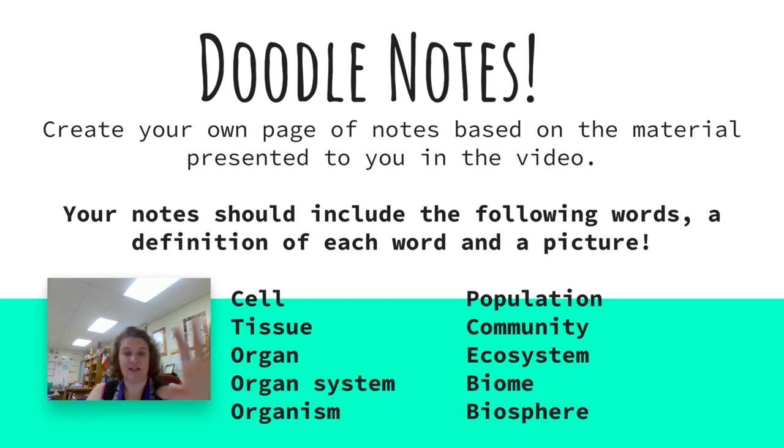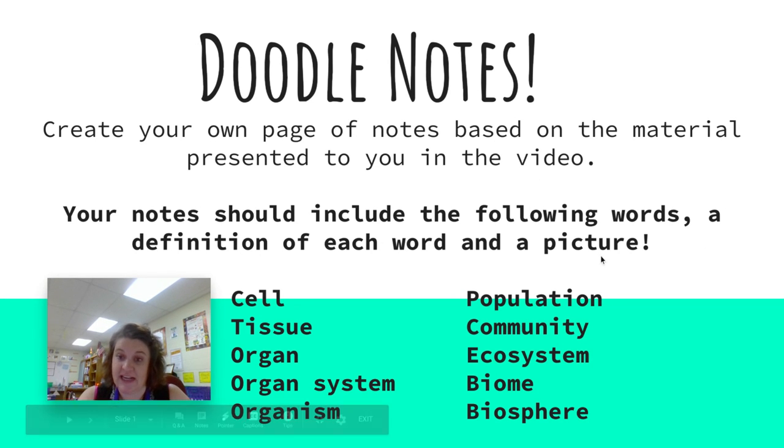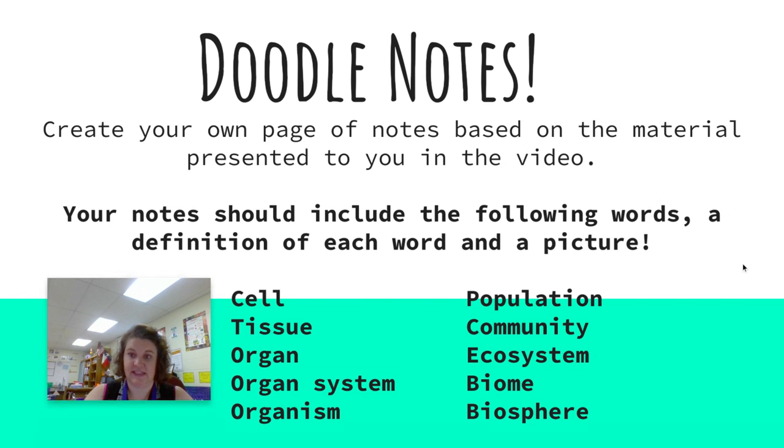So on the header, on the main page of the Google slide presentation, you'll see exactly what you have to include in your doodle notes. This particular one says, your note should include the following words, a definition of each word, and a picture. So to get full credit, you have to do at least 3 things. You have to have the word, the definition, and a picture of each of these 10 levels of organization in biology.